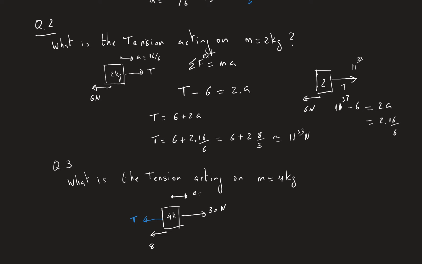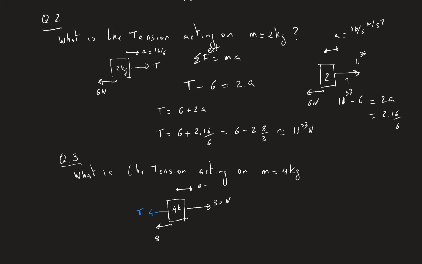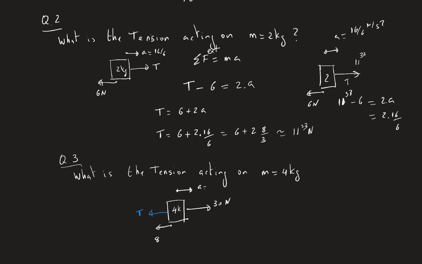Check if this is correct. If this is correct, I didn't make any mistake. So the object is accelerating with A equal to 16 divided by 6 meters per second squared. Now comes question 3, that is your challenge. Question 3 is, what is the tension acting on the mass of 4 kilograms? You know that the mass of 4 kilograms is accelerating also, and the acceleration is 16 divided by 6 also.